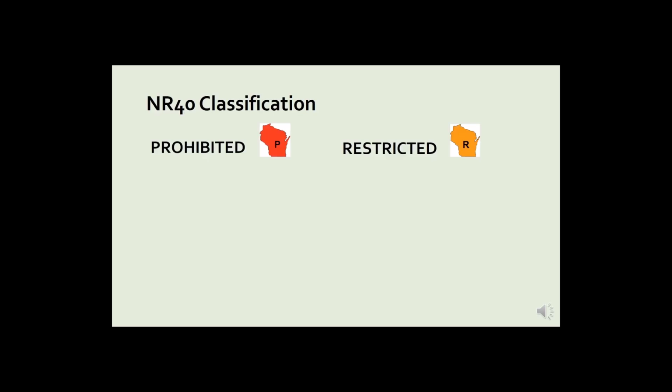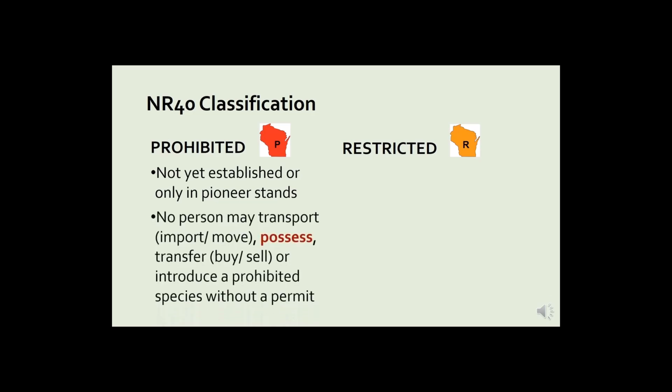Let's talk about those classifications. Prohibited species are those that either are not in the state yet or they're here in very small numbers. And that means that these species could be eradicated completely from the state. In terms of regulations for prohibited species, you're not allowed to have these species. In addition, you're not allowed to move them, buy or sell them, or introduce them.